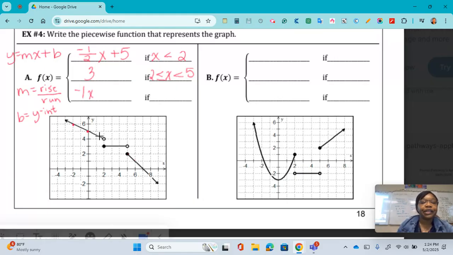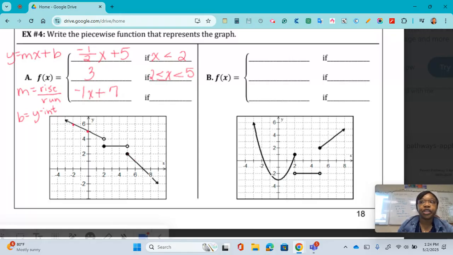And we need to get the y-intercept. This does not cross the y-axis, but if I follow this graph up, I could figure out what my y-intercept would have been if it did not cut off. My y-intercept would have been at 7, so plus 7.